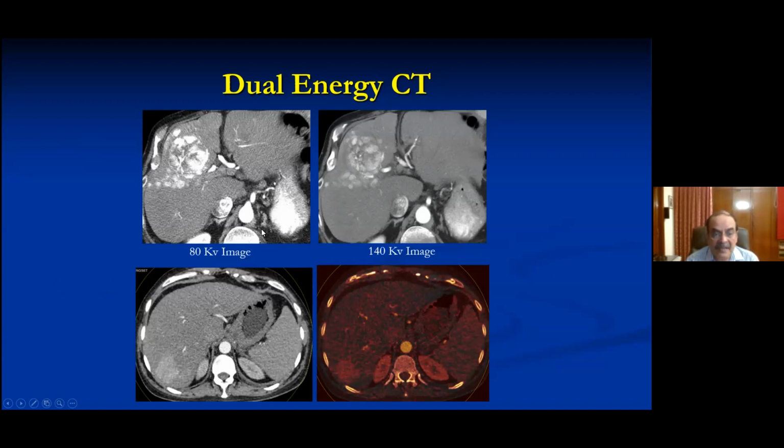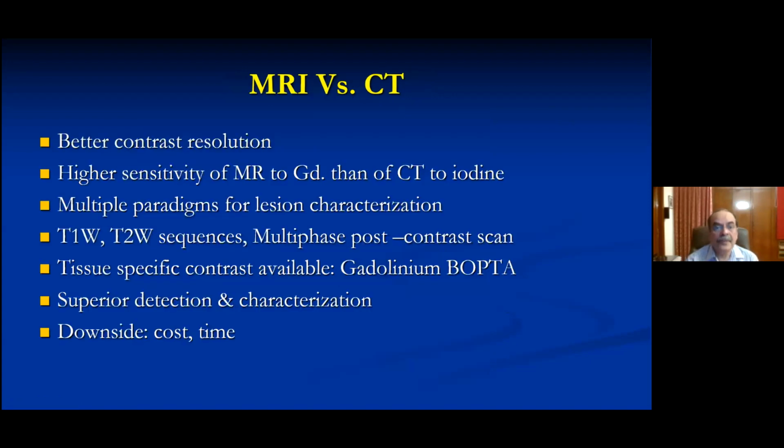But the lower kV images pick up the presence of contrast much better than the higher kV images. So this is from the same data set acquired from a dual energy CT, and notice that in the 80 kV image, the contrast enhancement is appreciated much better as compared to the 140 kV image. You can then also generate an iodine map. All the areas which are taking up iodine will then be highlighted on this iodine map. Using a computer algorithm, you can subtract the contrast and generate a non-contrast image even after the patient has left the CT room.